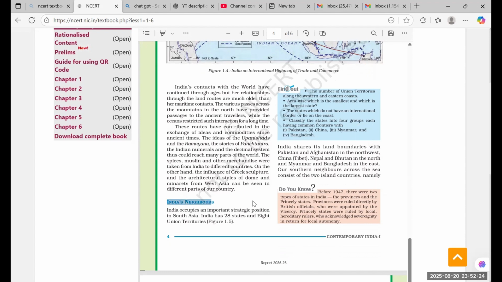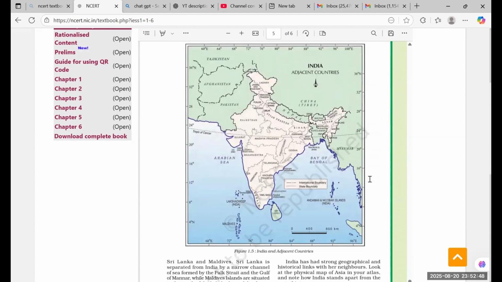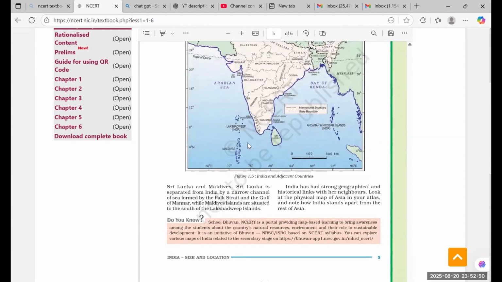Now coming to the next topic, that is India's neighbors. As we can see, India shares its land boundary with Pakistan and Afghanistan in the northwest, China, Nepal and Bhutan in the north, Myanmar and Bangladesh in the east, and our southern neighbors across the sea consist of two island groups. Here we are talking about Maldives and Sri Lanka.